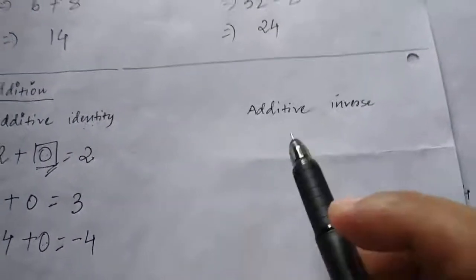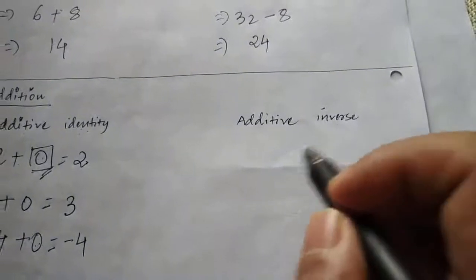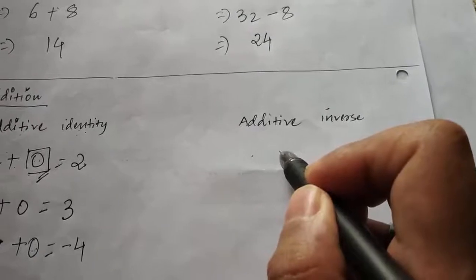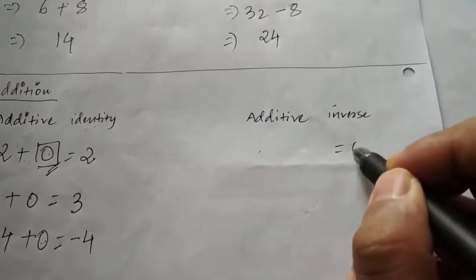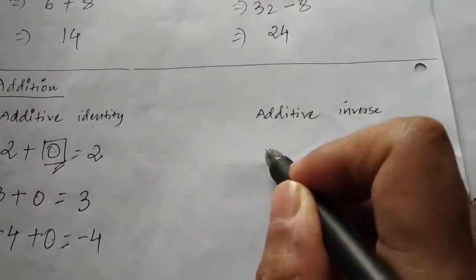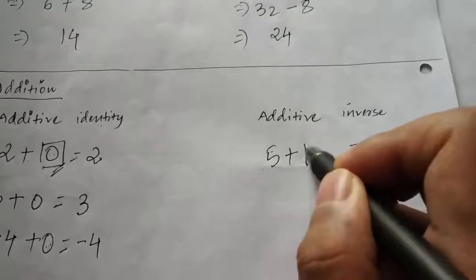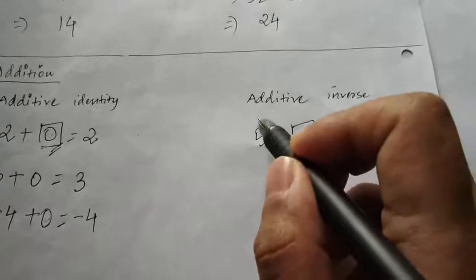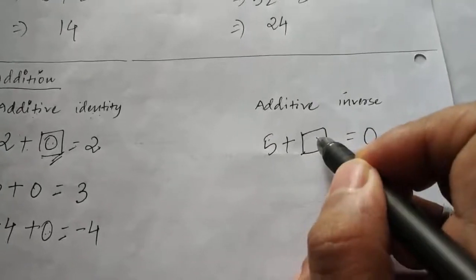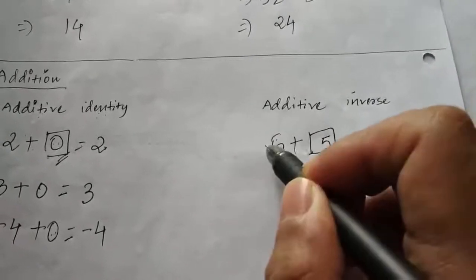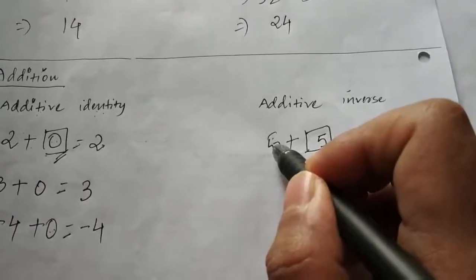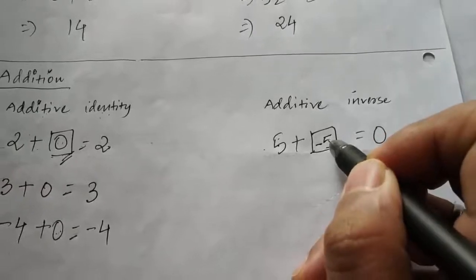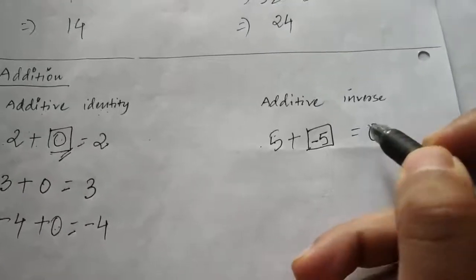Now for the additive inverse, an integer being added with another integer so that the answer will be 0. Okay, so 5, what will I add here so that my answer will be 0? For this we just write the same integer with the opposite sign. The sign of the integer 5 over here is plus, so the integer will be minus 5 over here so that the answer will be 0.